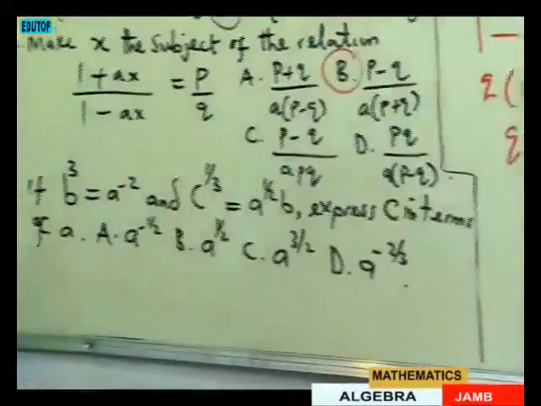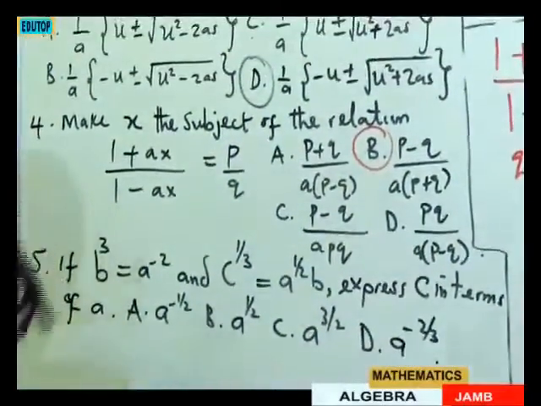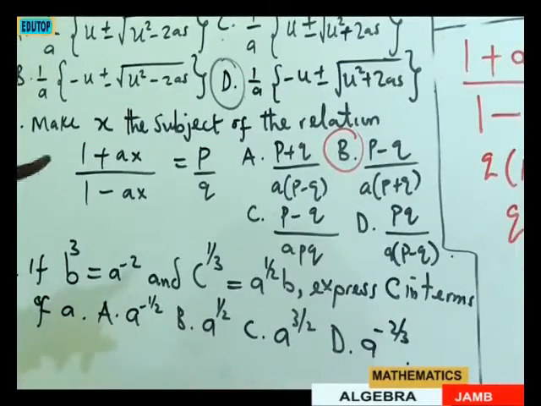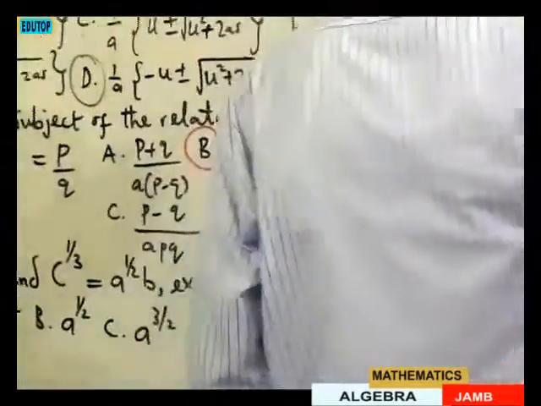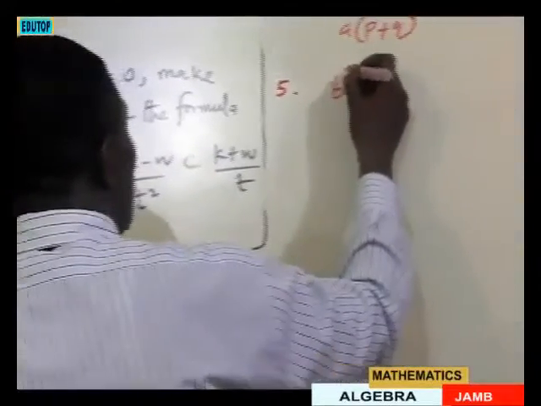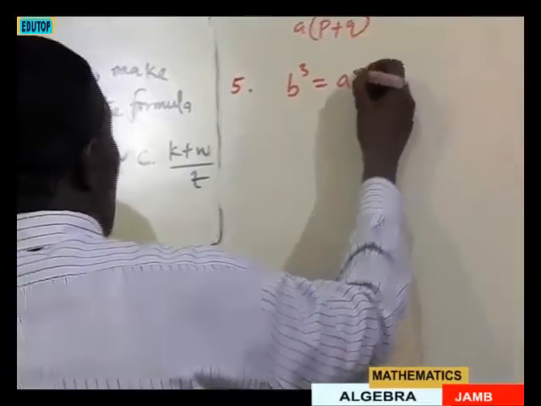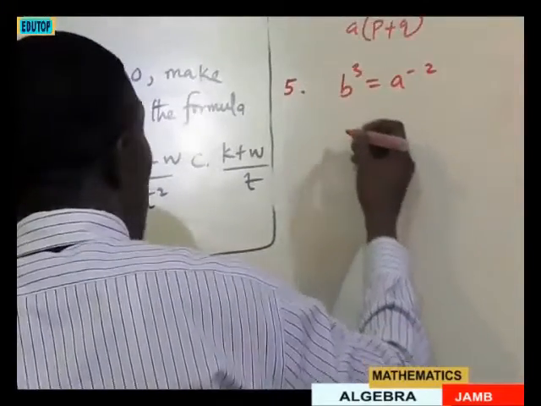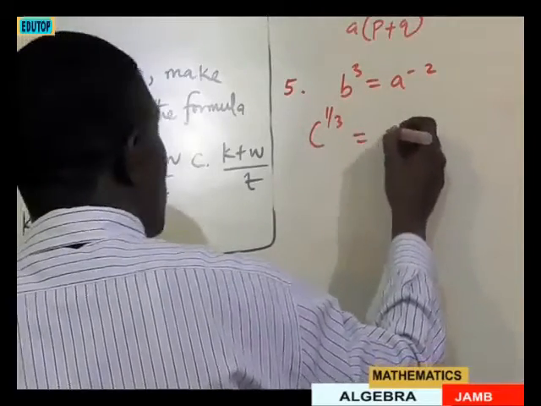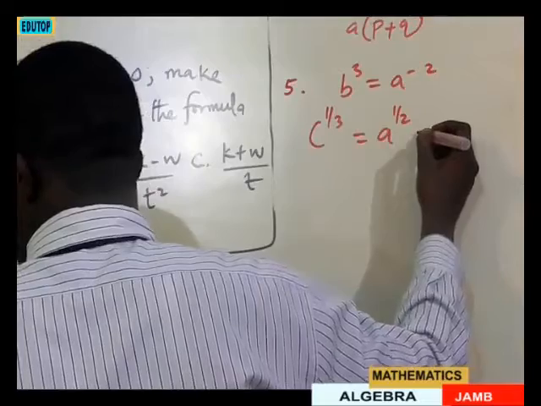Then the next question, question number 5. If bq equals to a raised to power minus 2 and c raised to power 1 over 3 equals to a raised to power half b, express c in terms of a. So the question also says express c in terms of a. So we have to look at the information closely. That's question 5. So that one is saying that b raised to power 3 equals to a raised to power minus 2. And the question now says that c raised to power 1 over 3 equals to a raised to power 1 over 2 b.